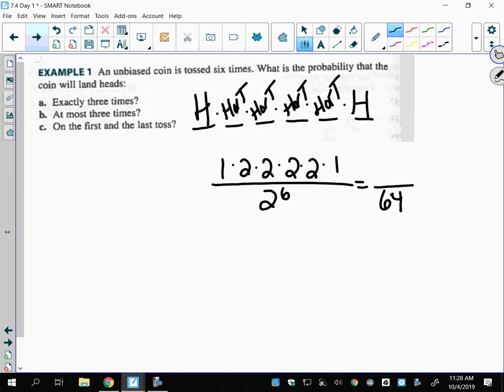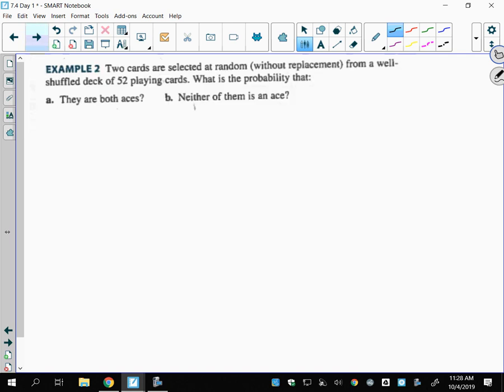Which is 8/16, which is 1/4, which is a 25% chance of that happening. Okay, we're going to practice some more of these. Maybe I'm making it harder than it needs to be, but I was struggling on that one. I did much better on the playing cards, but that's because I'm really familiar with playing cards.